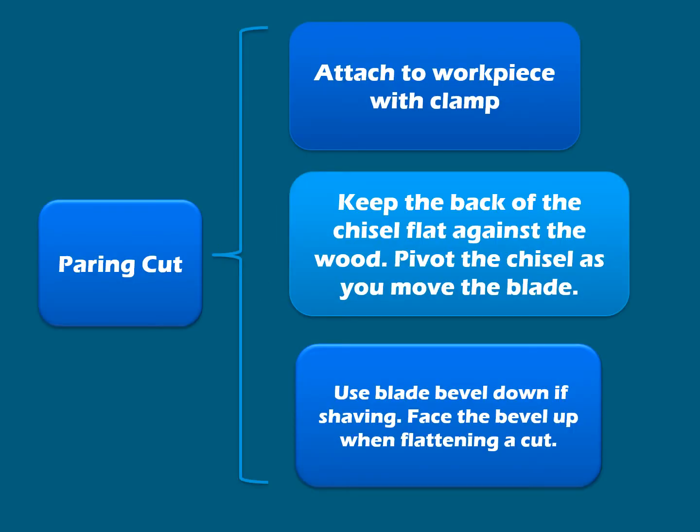Paring cut. Same as shave or trim. Usually for finishing the surface of the wood. Firstly, attach the workpiece with a clamp. Then, keep the back of the chisel flat against the wood. Pivot the chisel as you move the blade. Remember to use the blade bevel down if shaving. Face the bevel up when flattening a cut.